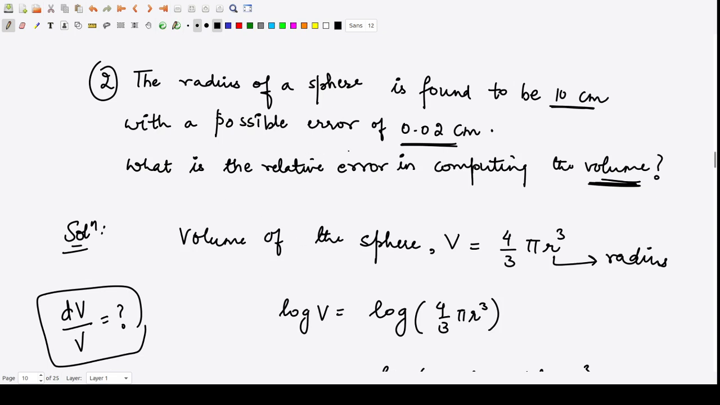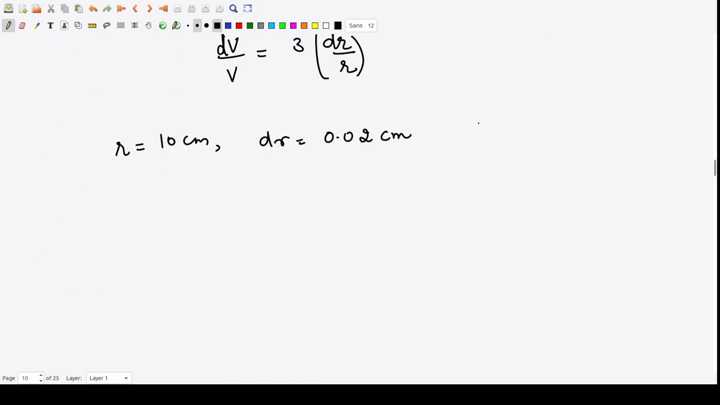Now notice that this is 0.02 centimeter, so it is available to you with the units of length. That means this is the absolute error and not the relative error. Okay. So you now know what is r, what is dr. So we just have to compute dV by V, the relative error in V.